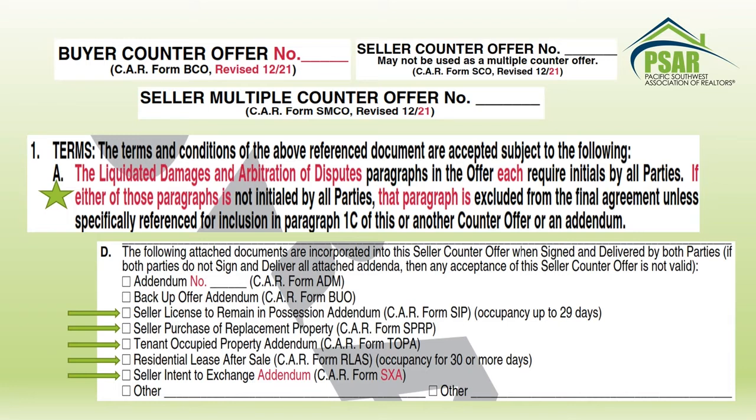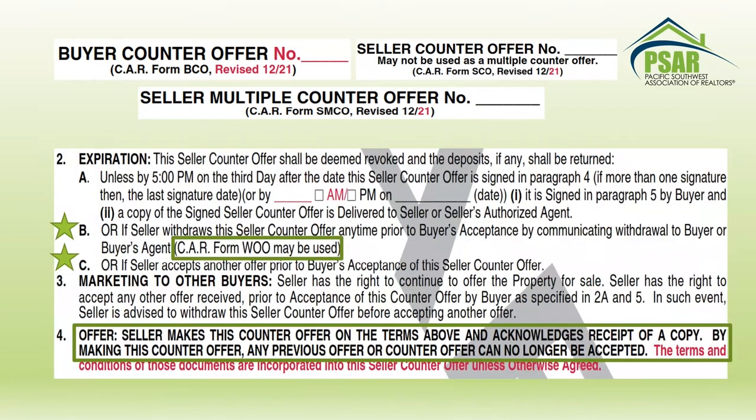Now they did change the form code on those. I can't remember what it used to be, but it is SXA and BXA now. So that is buyer intent to exchange and seller intent to exchange. So again, very easy check boxes. When you check those, they are smart boxes, so it will populate into your transaction. All right, so then we go through a little bit here too.